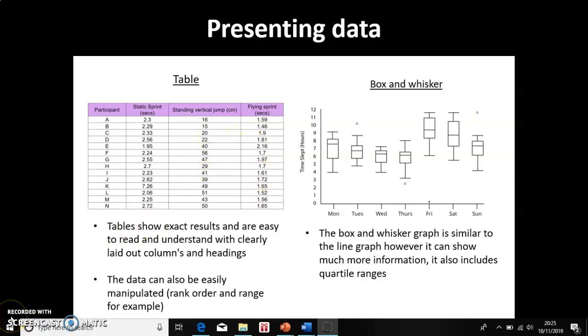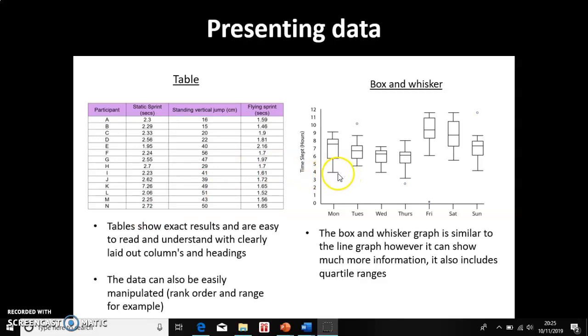So, a box and whisker graph. This graph basically shows the extremities and quartile ranges of the values. The box and whisker graph is similar to the line graph, however it can show much more information. It also includes quartile ranges, basically what I've just said. So in this one, there's the days and then time slept in hours on the side. So these bottom lines show the extremities.